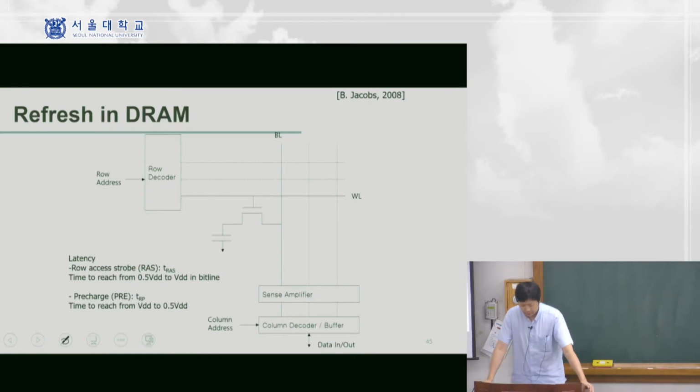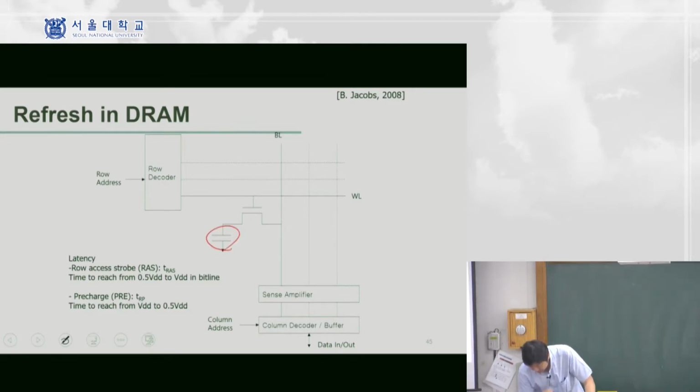Here is what happens when you do refresh. As I said, you periodically lose the value in the cell, in the capacitor. To refresh the value, what you do is very simple. You simply activate the row and close the row. That's it. That's refresh. Once you activate the row, the sense amplifier develops the charge to 1 and 0. So now you recover the value in the cell as well as the bit line.